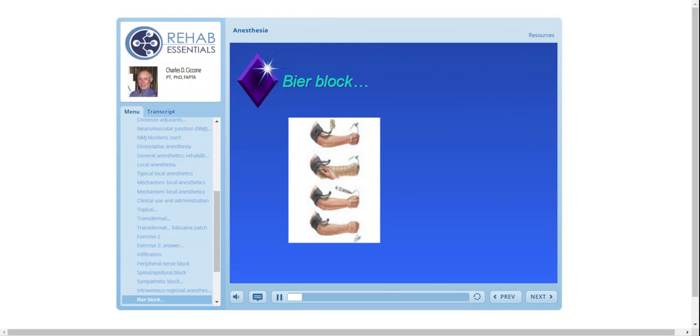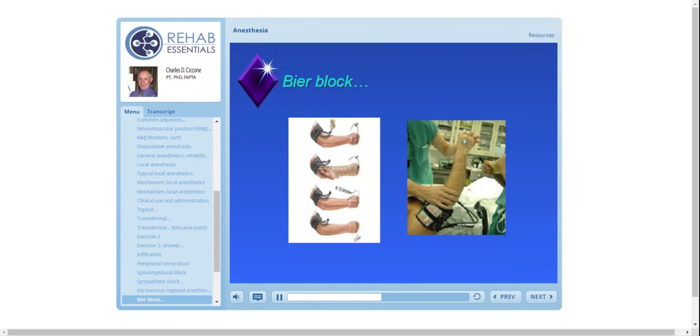This is showing how a beer block is done. We see the tourniquet in the upper part of the diagram with an IV running down into a vein in the hand. A lot of times it's injected. We see the extremity wrapped, again, to help retain it in that extremity. This is a patient receiving it. Again, you can see the tourniquet proximally on the patient's arm, the IV being applied into the vein on the back of the hand. So, a little trickier to do, but some of the anesthesiologists have really advocated this for several conditions.